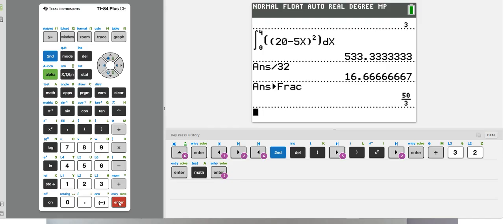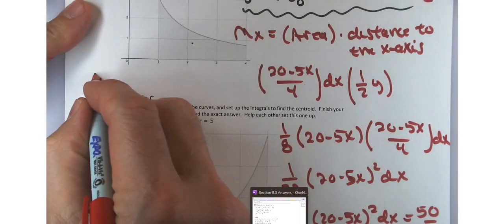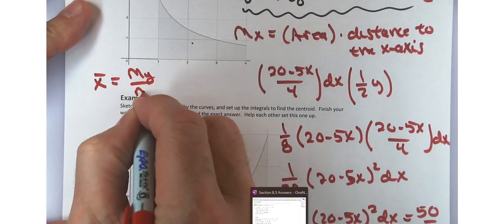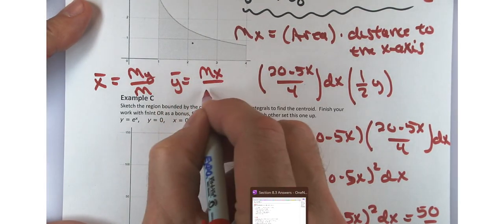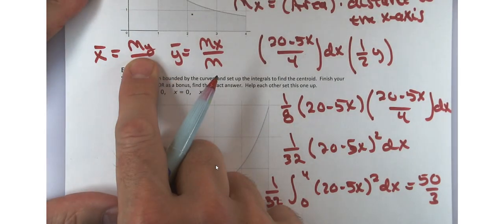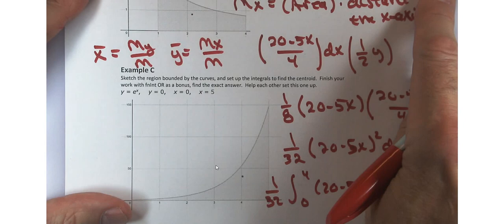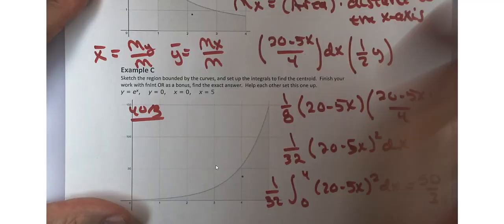Let's determine both of our coordinates now, for x bar and y bar. Interestingly enough, x bar is going to be M sub y divided by M. Y bar is going to be M sub x divided by M. Let's put in both of those and see what we come up with. So M sub y was 40 over 3 divided by M, which way back at the top was 10.